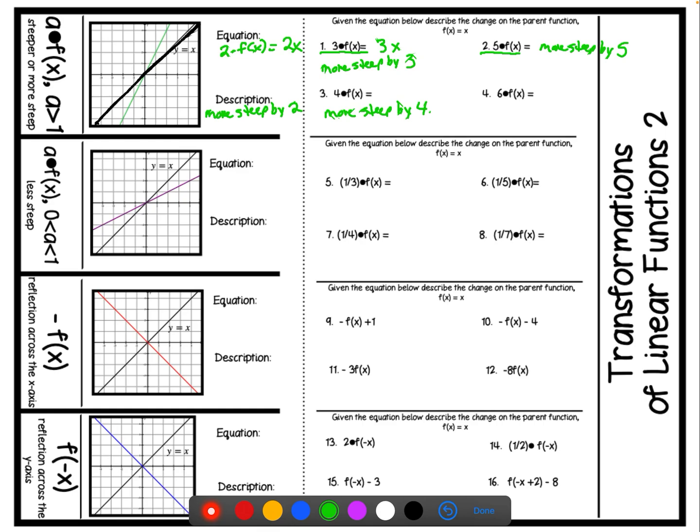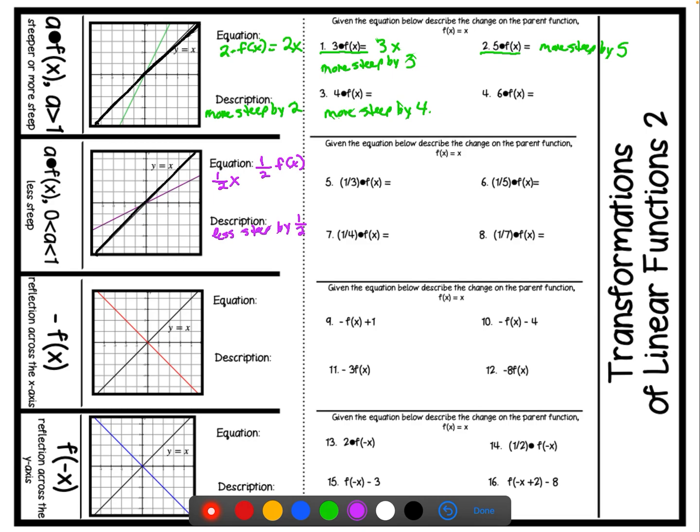So in the next section, when we have our a in between 0 and 1, meaning a fraction, notice that we have our parent function here in black. But if we look at our purple graph, it's less steep. So for instance, this example is a half of our parent function, or we say 1/2 times our f of x. So that means this is less steep by a half.